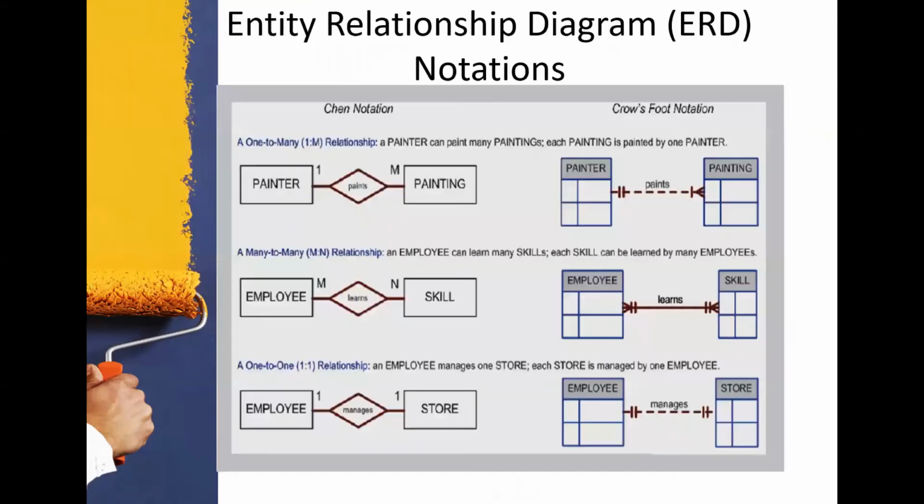Okay. So, this is the ERD notation. ERD notation has 2 types. This one is Chen notation or Crow's foot notation. For Chen notation, the shape is like this. This box indicates this one is the entity. This one is also the entity. So this is the relationship. Painter paints painting. So this one is the connectivity, 1 to many.